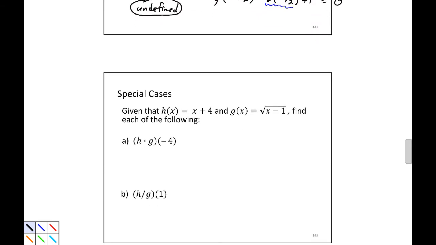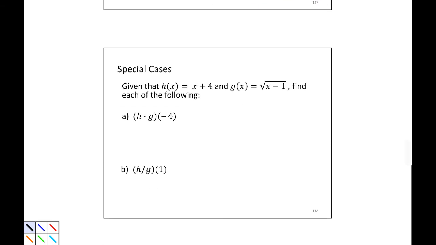For our next example, we have given that h of x equals x plus 4 and g of x equals the square root of x minus 1, find each of the following. H times g of negative 4. It's h of negative 4 times g of negative 4. H of negative 4 is 0. So that's 0 times g of negative 4.